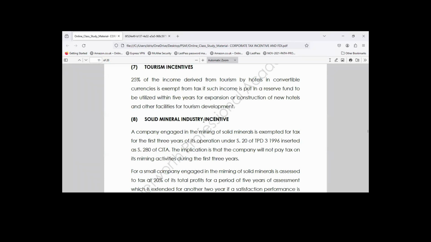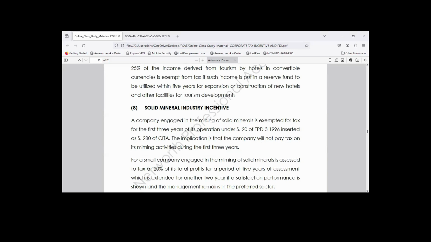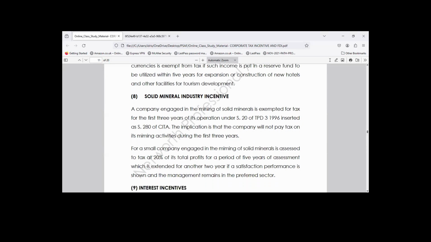Solid mineral industry incentive. A company engaged in solid mineral is exempted from tax for the first 3 years of operation.